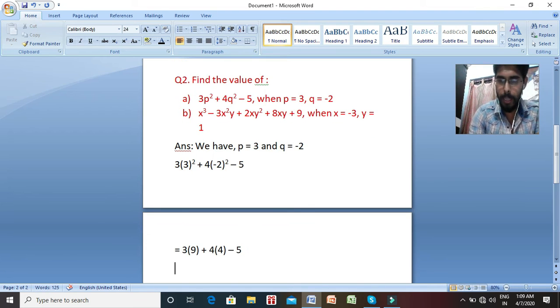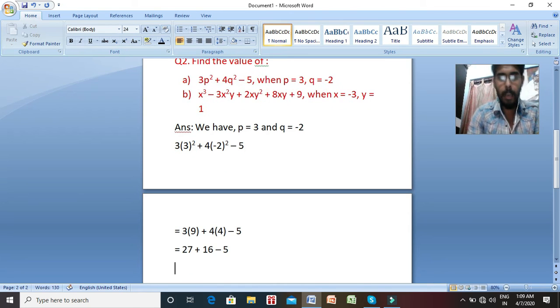So we can say that will be equal to 3 into 9 is 27, plus 4 into 4 is 16, plus, sorry, it will be minus 5. Now we will use the BODMAS rule. We know 27 plus 16 shall be 43. 43 minus 5 shall be 38. So 38 shall be the answer of the first question.